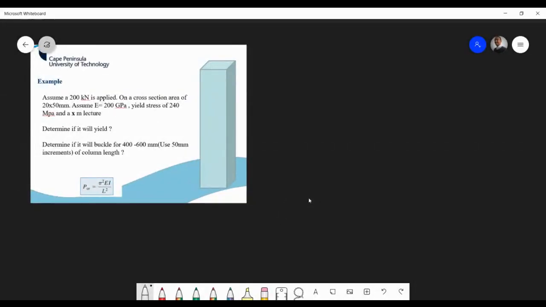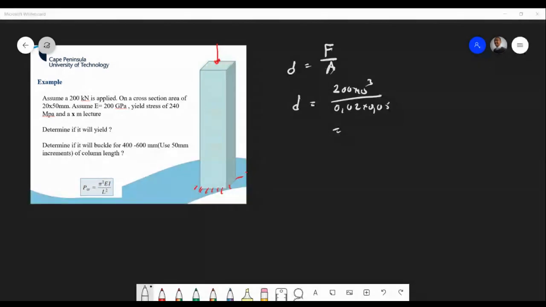Okay. So what this asks for first is to determine if it will yield. That's simple. We go force over area. Obviously, we're assuming it's applied here. You get the idea. It's probably fixed on this end here. So if I do this, 20 by 50, say 200 kilonewtons, I'm going to divide by 0.02 times 0.05. We'll discuss that later. Let's just get this concept through.